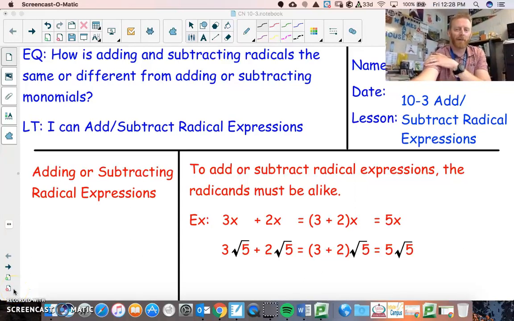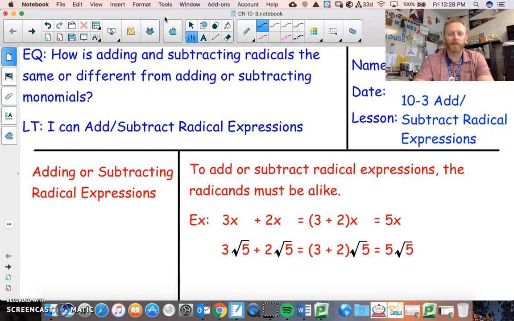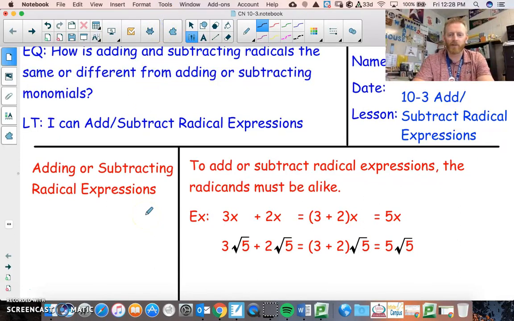All right, ladies and gentlemen, welcome to lesson 10.3. This lesson is about adding, subtracting, multiplying, dividing radical expressions. It's going to be us just doing the work. So let's show you how this works out. I think I'm all ready here. Yeah, we're all ready. All right.